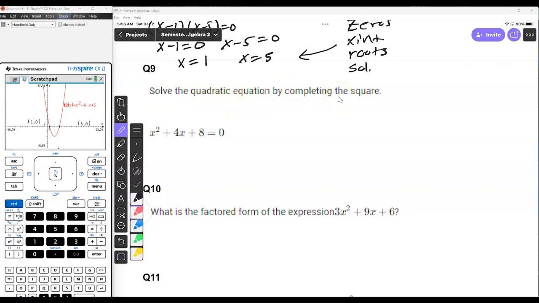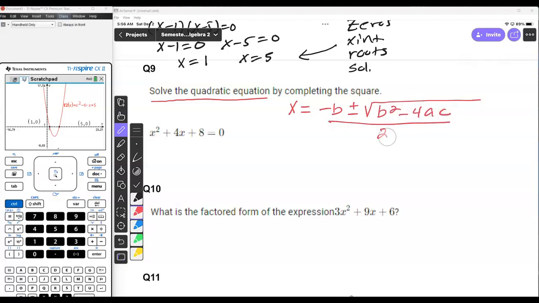Now, I didn't teach you completing the square, but I did teach you how to solve the quadratic. I'm going to solve this by using the quadratic formula. So the quadratic formula is x equals negative b plus or minus square root b squared minus 4 times a times c divided by 2 times a. So I need to identify a. A is 1, b is 4, c is 8. And then what I'm going to do is I'm going to go ahead and substitute.